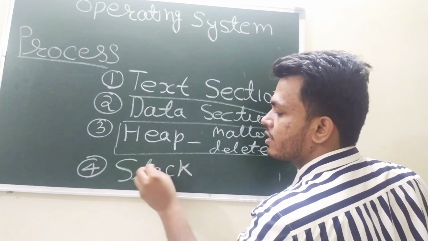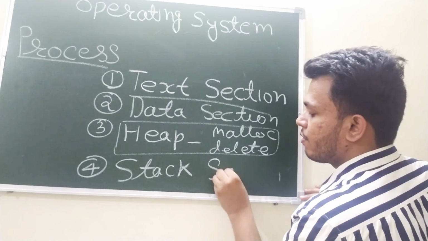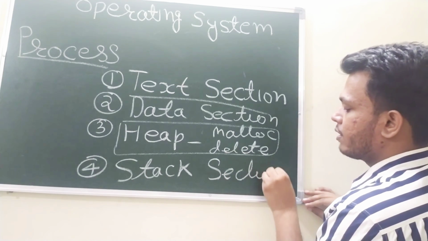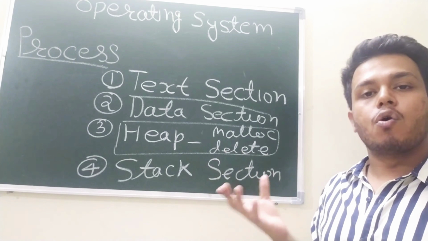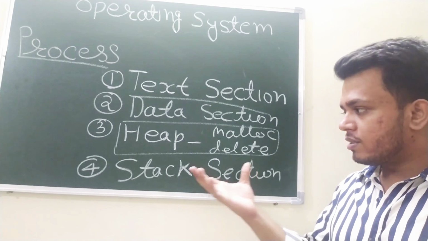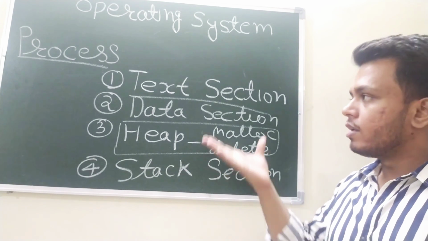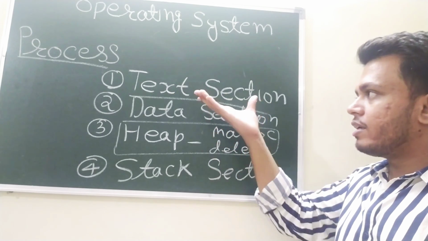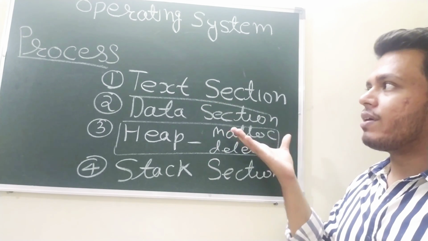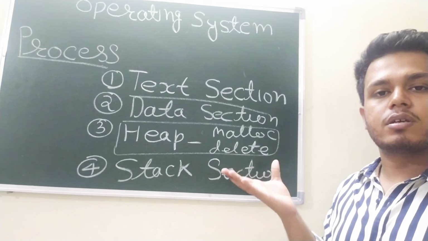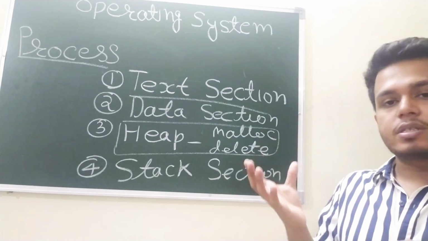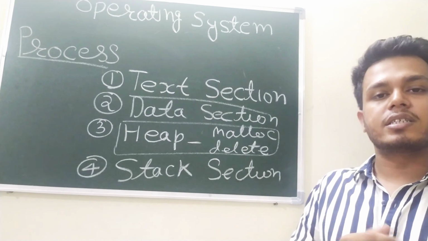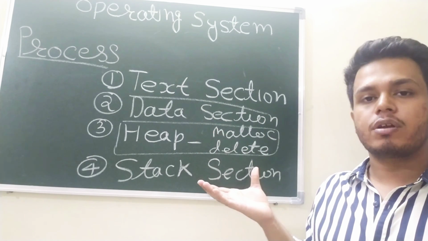The stack section. What does this section have? The stack section has the local variables, right? It is reserved for the local variables. So these are all the different sections in a process. I hope you have understood the concept of this process, and that there are different sections actually.